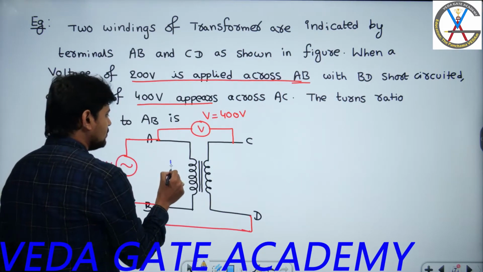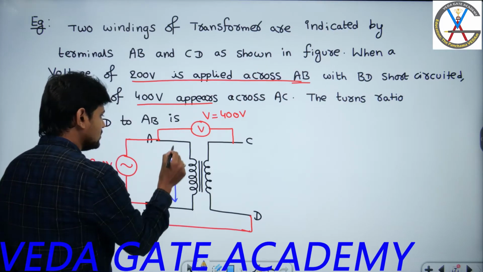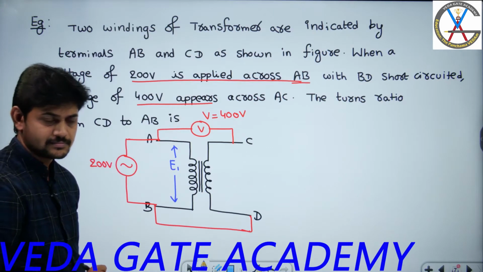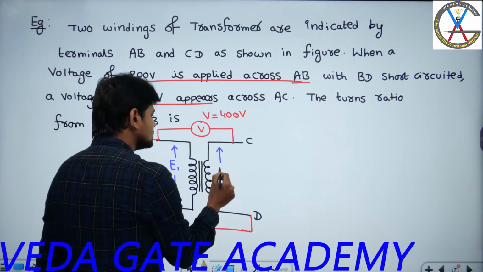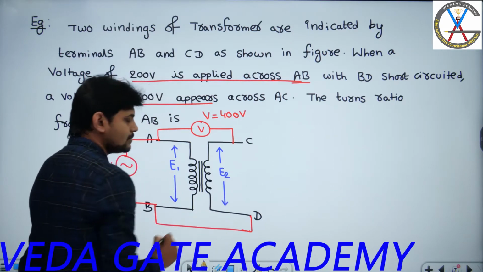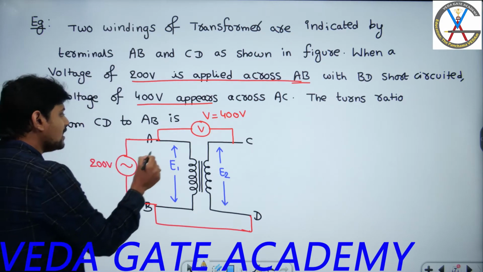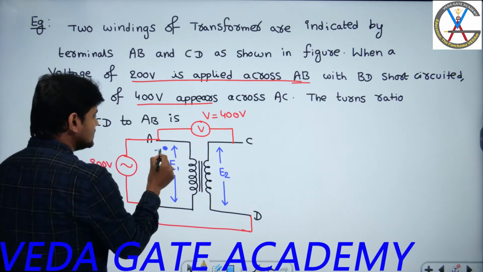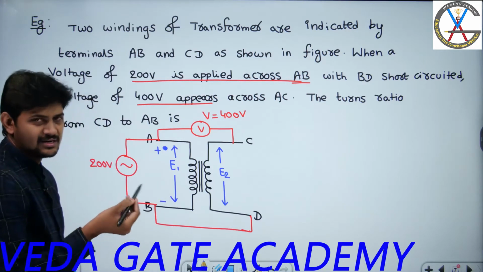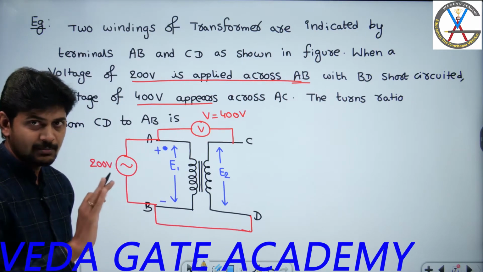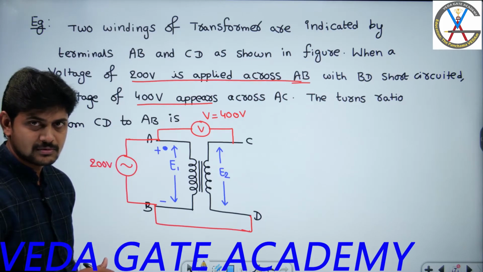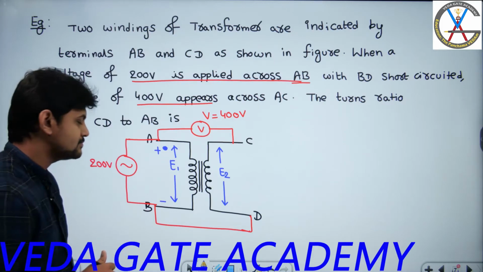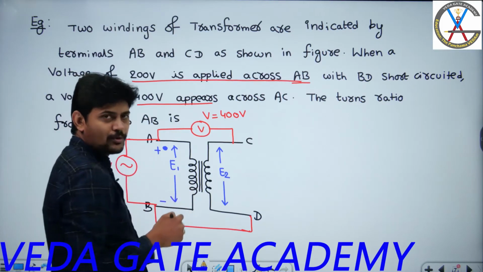Assume that the EMF induced across this primary winding is E1, and since they have not mentioned it is an ideal transformer, this voltage is the same as E1, right? And the EMF induced across the secondary winding is E2. Now, in the first case I will assume this terminal is dotted. So obviously this is plus, minus. Dotted terminal I will by default assume as positive. It is not mandatory to assume dotted as positive. You can assume the dotted terminal as negative also. So here I have 2 possibilities, as you know.